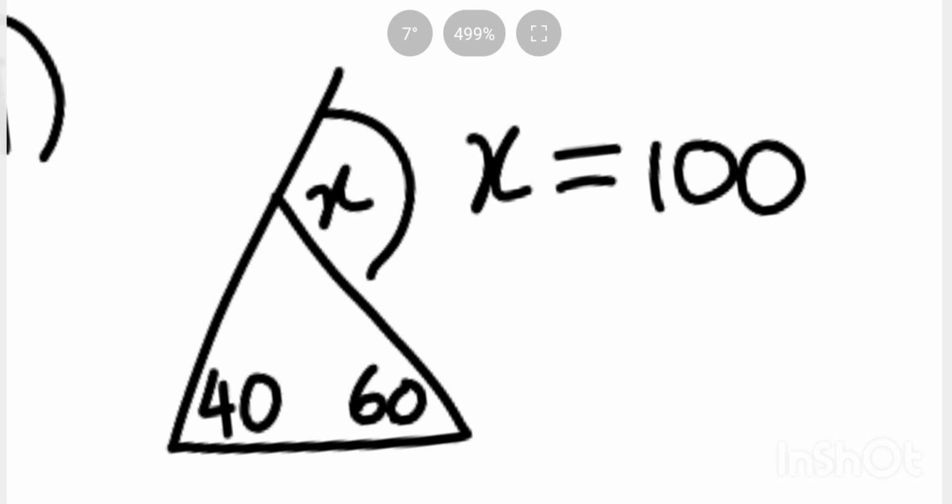So this is 60, this is 40. So this angle must be 80, because angles in a triangle add up to 180, and then angles in a straight line also add up to 180. So x plus 80 is 180, because angles in a straight line add up to 180. So 100 is the answer.